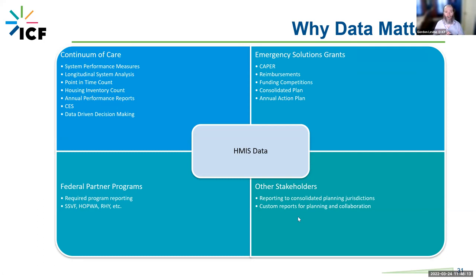Also good for custom reporting. We love custom reporting. For example, custom reporting is how many people in a given county are experiencing homelessness and have at least one shot of a COVID-19 vaccine. That's a great custom report. Can't do it without good HMIS data, just not possible. Next slide, please.